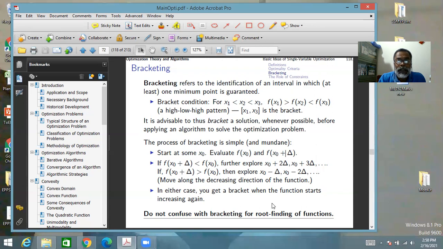Okay, so that's it. Now this is a simple way to bracket a solution. There may be modifications, more sophistications, but it doesn't matter actually. It's not of great use, any sophistication here.